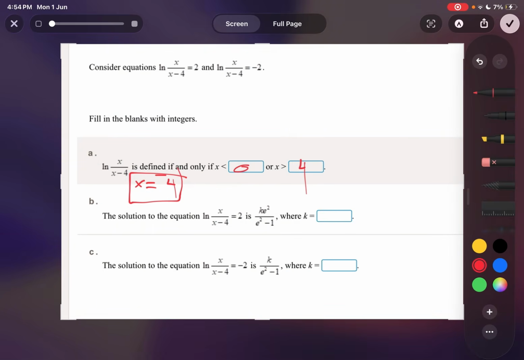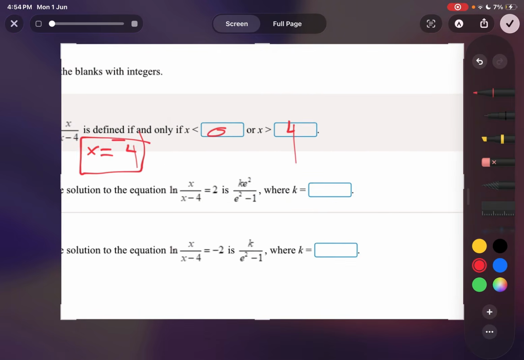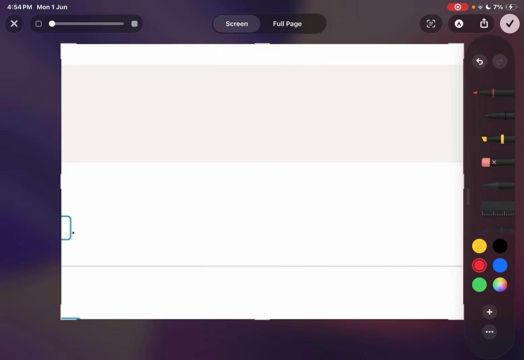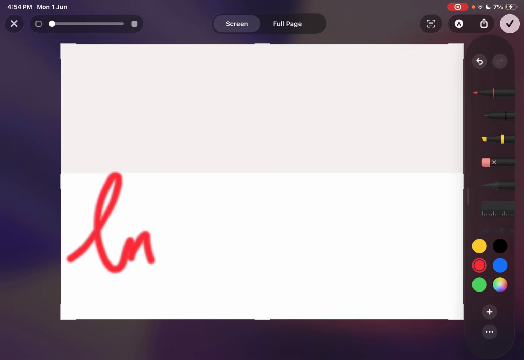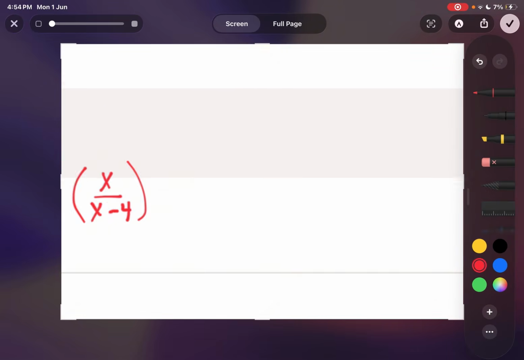Okay, so now for part B, how do you do it? They want us to find the solution of ln of x over x minus 4 equal to 2. They want it in e form. I told you, now here they gave us ln of x over x minus 4 equal to 2.